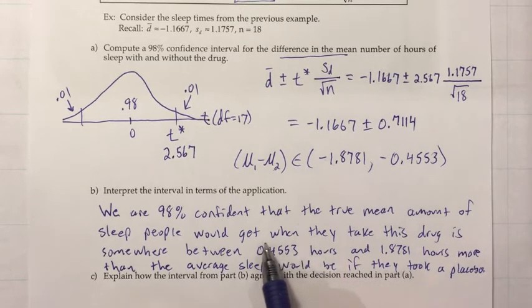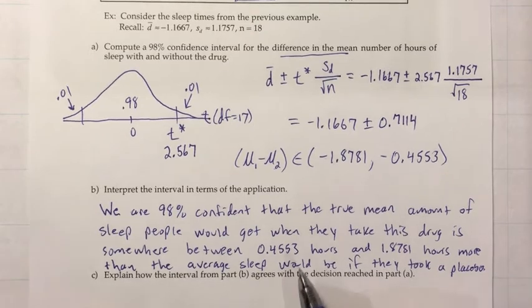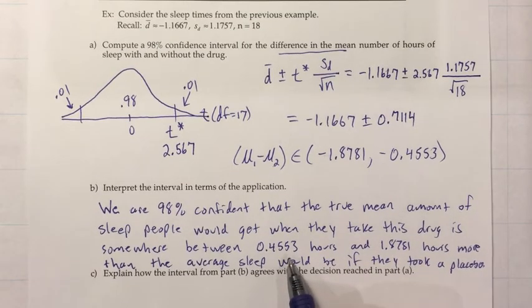And by the way, I'm saying that they will get when they take, like in the future. And you might be thinking, but they already took the drug. We already have seen the results. But that was just for a sample. We're trying to say what would happen if you applied this to the big population of insomniacs. Like, does the drug help? And we're saying, yeah, it looks like they'd get somewhere between a half hour to almost 2 hours more per night on average if they took that sleeping pill as opposed to if we gave them a placebo.